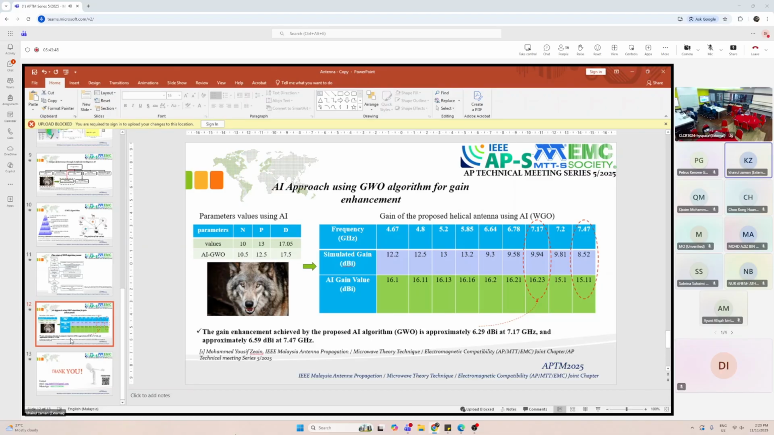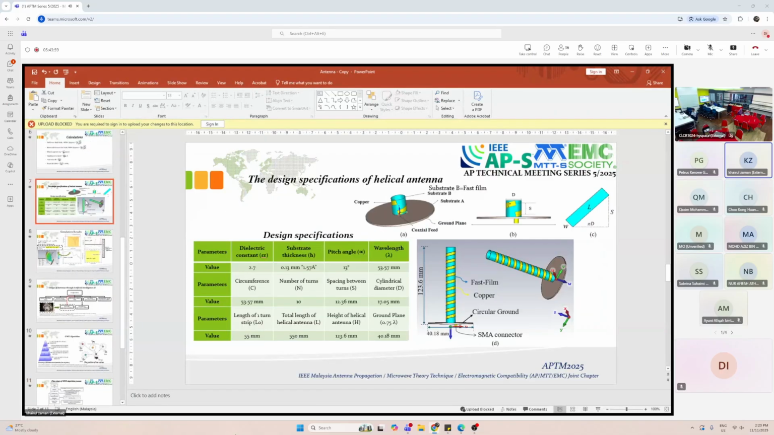Okay. So actually, in this antenna, we're using only 3 parameters, which is the number of turns, pitch angle, and the diameter. This is the number of turns.